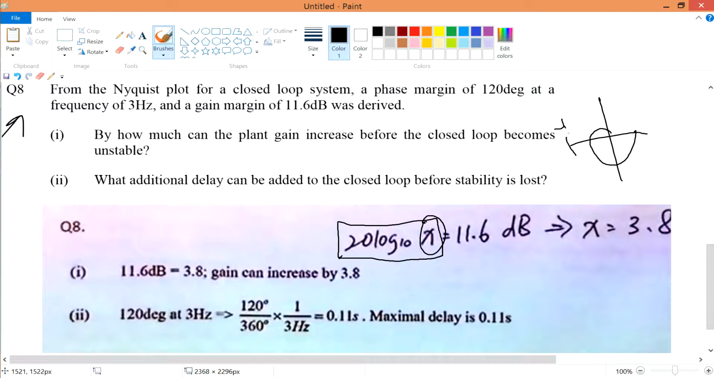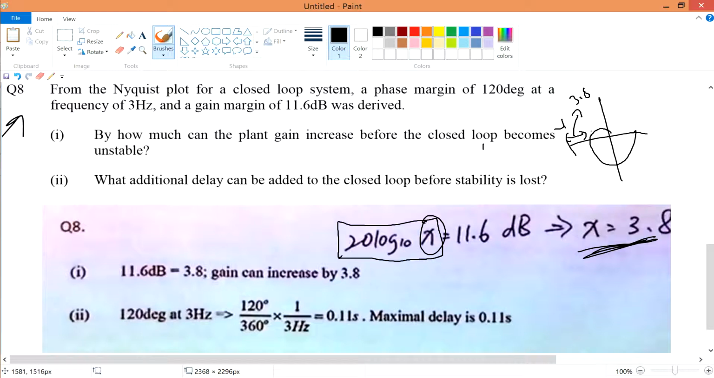How much distance before we can reach -1, so to speak, or 1 over lambda is equal to what? Because 1 over lambda is your gain margin. So what is the lambda that we're looking at? Sorry, what is the 1 over lambda we are looking at? Because we are looking at this distance over here. Therefore, 20 log 10 of x is equal to 11.6 dB. If you convert back, you have x equal to 3.8. So this tells us that this is 3.8 over here.